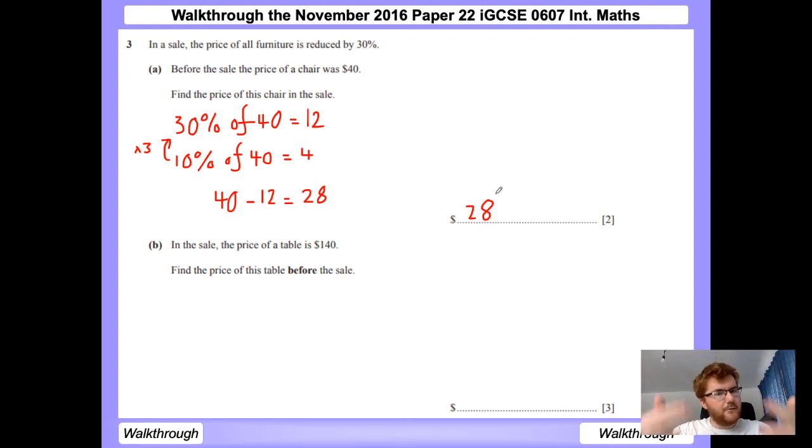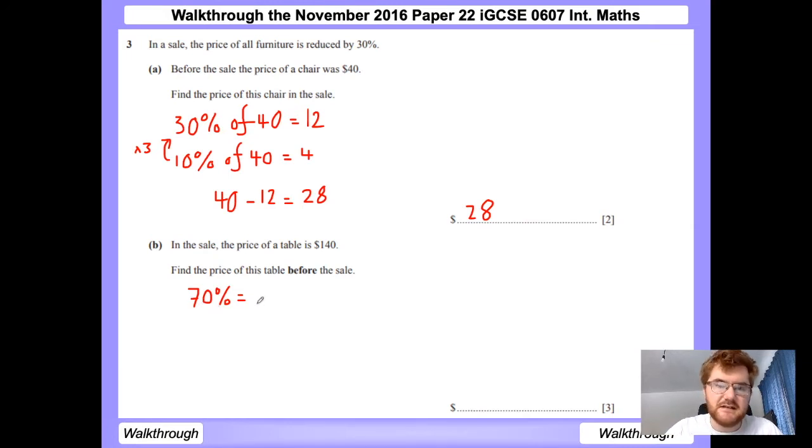It works kind of the other way around. So in the sale, the price of the table is $140, and we want to work backwards to work out the price of the table before the sale. So if the initial price was 100% and we take away 30%, that means that the price we have currently is worth 70%. Yeah, this comes from 100%, the original price, then minus that 30%.